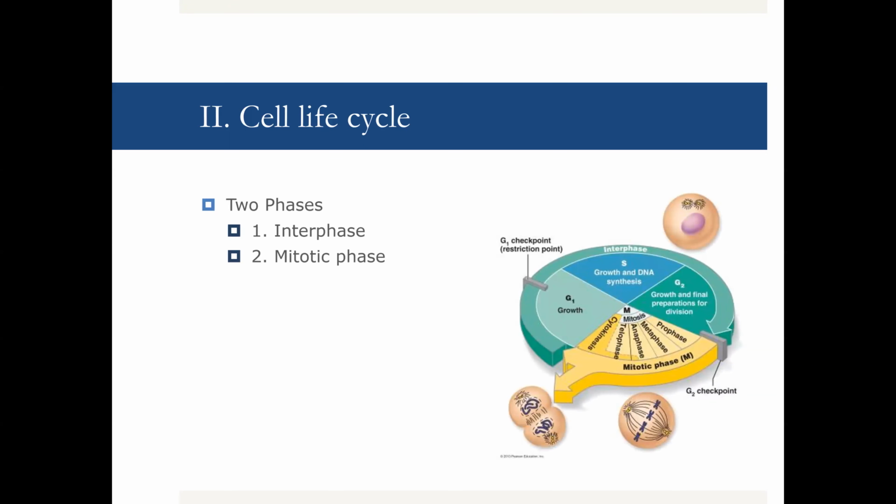Cell life cycle. There are two major phases: the interphase and the division phase, called the mitotic phase. And the interphase is not a phase where nothing's going on, okay? There are a lot of things going on during interphase. There are 3 specific cycles. But the mitotic phase is when the cell divides to form 2 identical daughter cells.